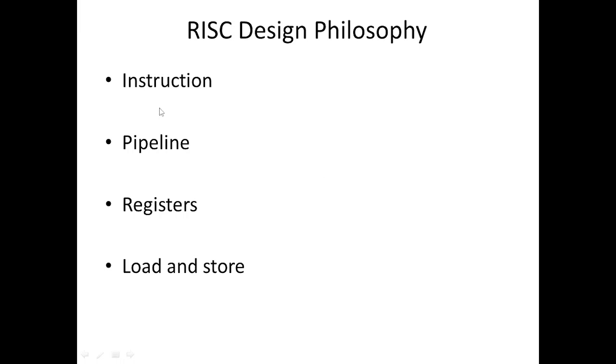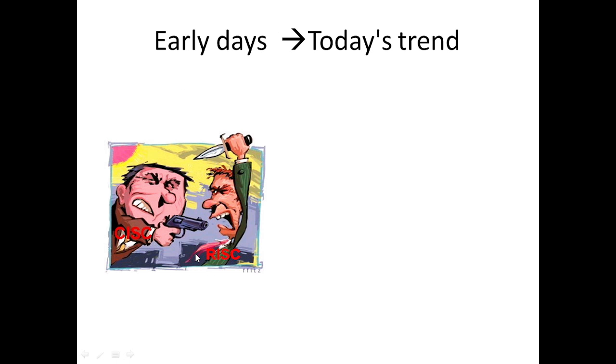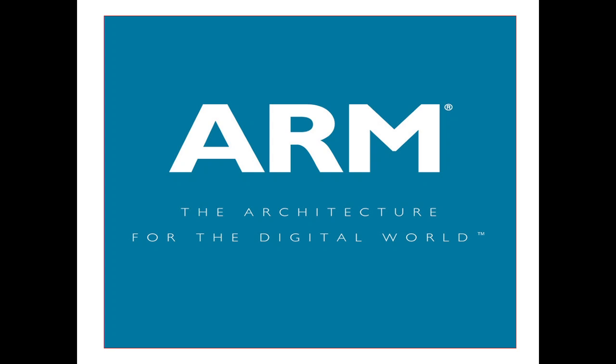RISC design philosophy, that is the instruction pipeline, register, and load and store architecture, these are the major points. Now in the early days, what happened is that the RISC and CISC philosophies were fighting each other, diverging in their whole approach. But by combining advanced RISC and CISC, we are taking the advantage of both the units, and we came up with that, which is ARM.